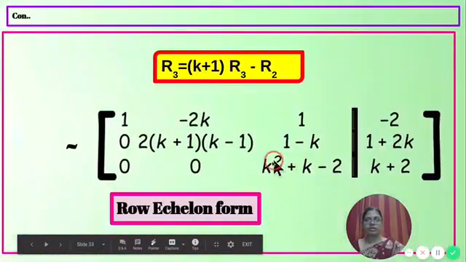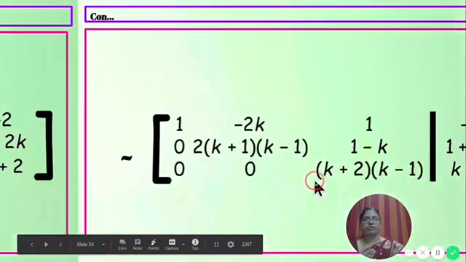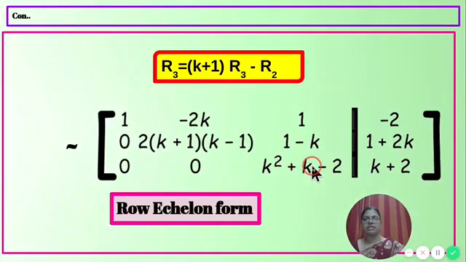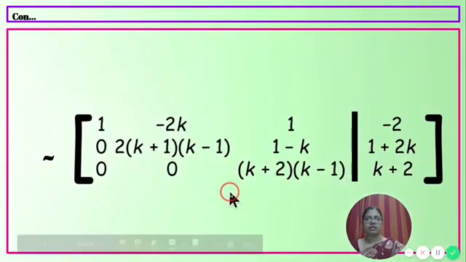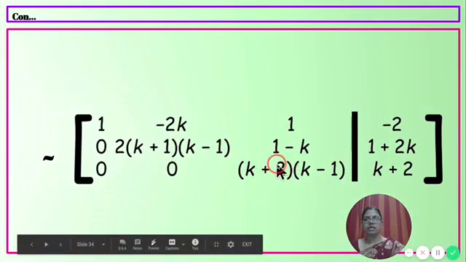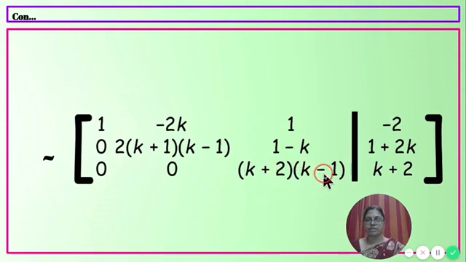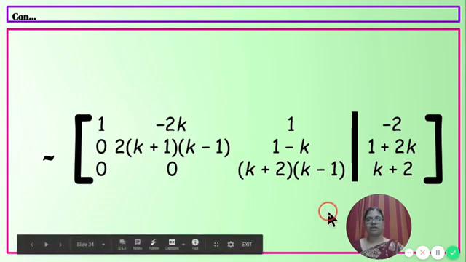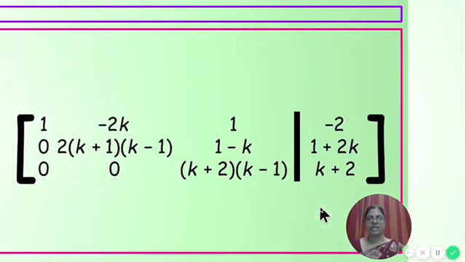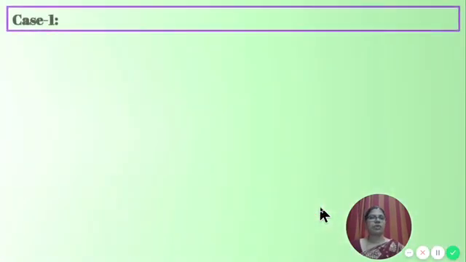This element, that is k square plus k minus 2, is transformed into this element, that is (k + 2)(k - 1). I have transformed this for easy calculations. Let us see case 1, 2 and 3.